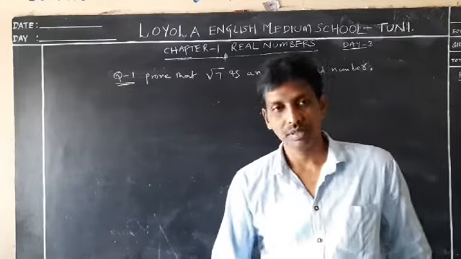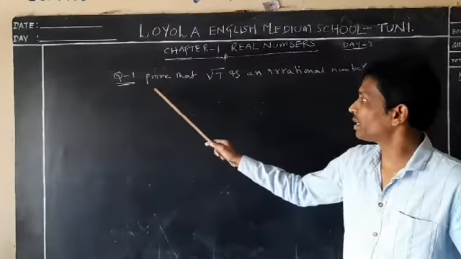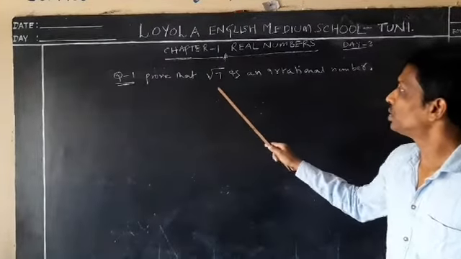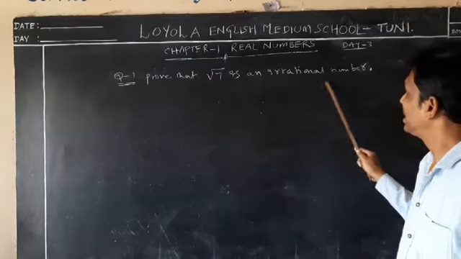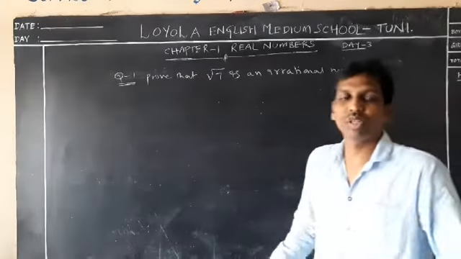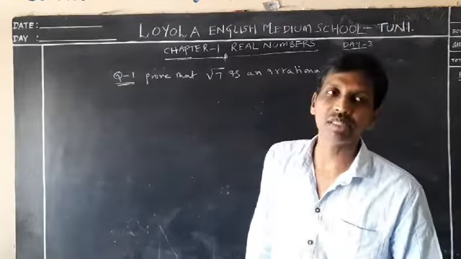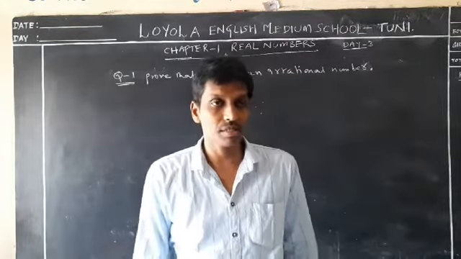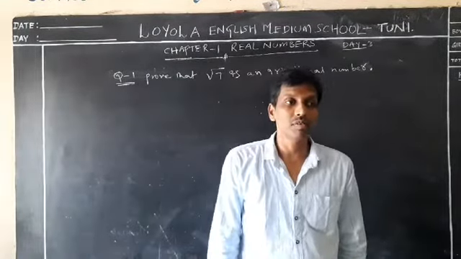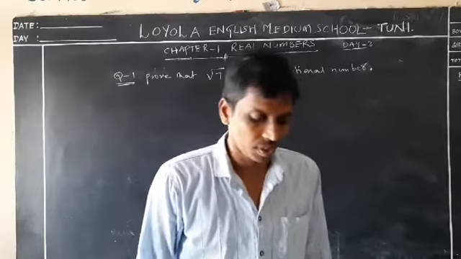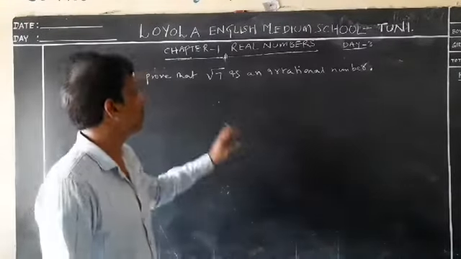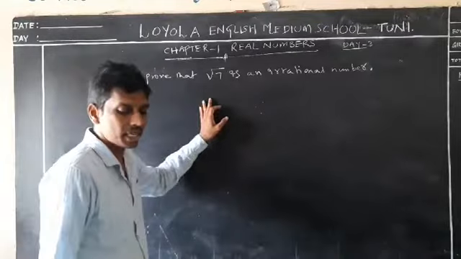Here, the first question given is to prove that root 7 is an irrational number. Of course, we know root 2, root 3, root 5, root 7, these are all irrational numbers. But here we want a rigorous proof. So let us see how we can prove that root 7 is an irrational number.